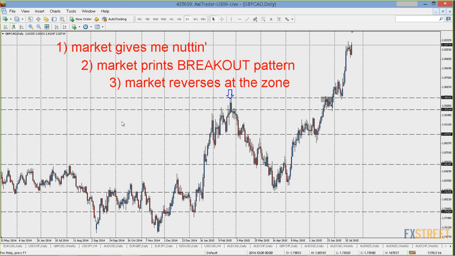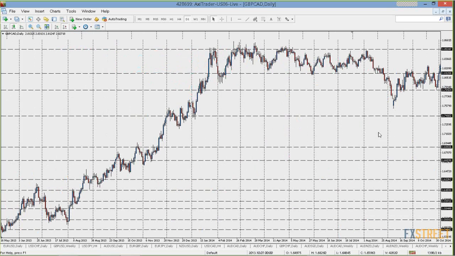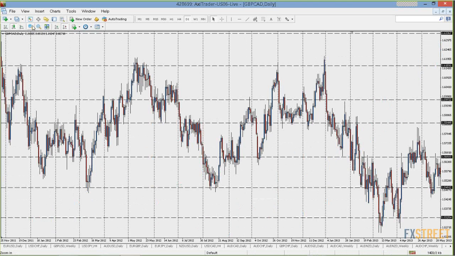Great question from George. Why do you wait for a pattern? Why not just put price with a tight stop and little risk? Well, we can get into that, George.